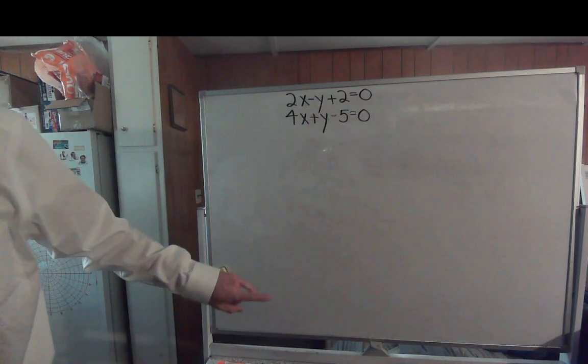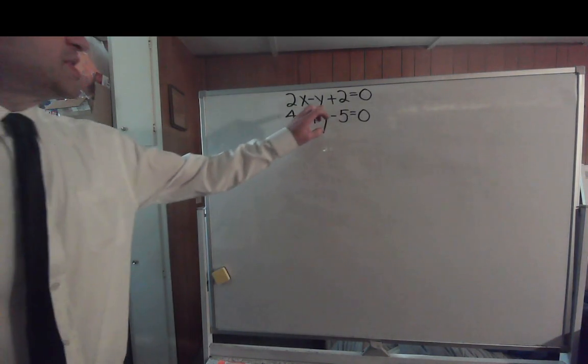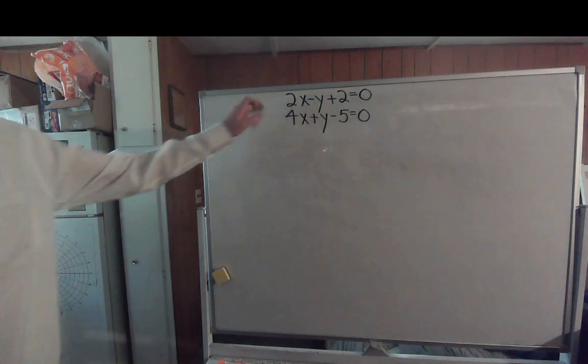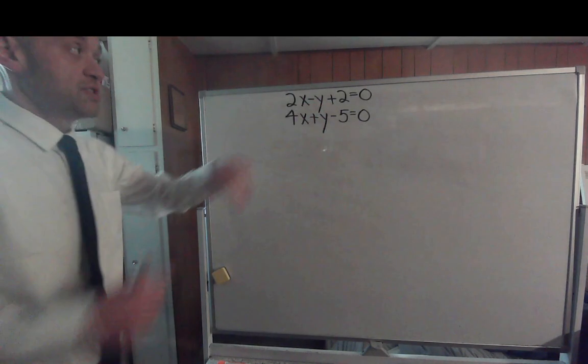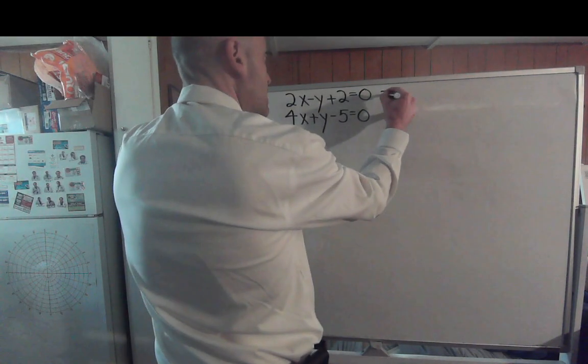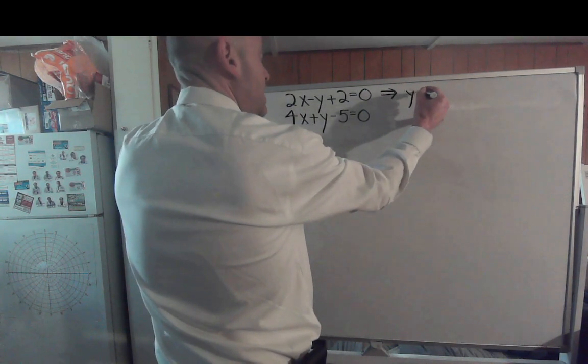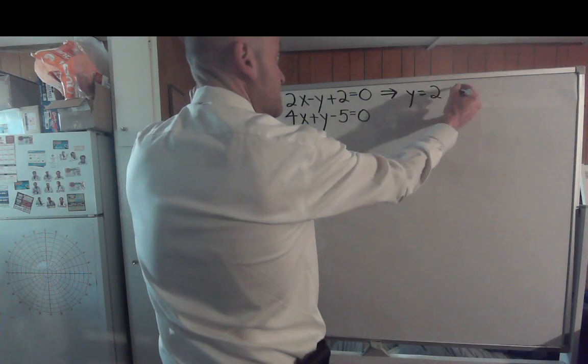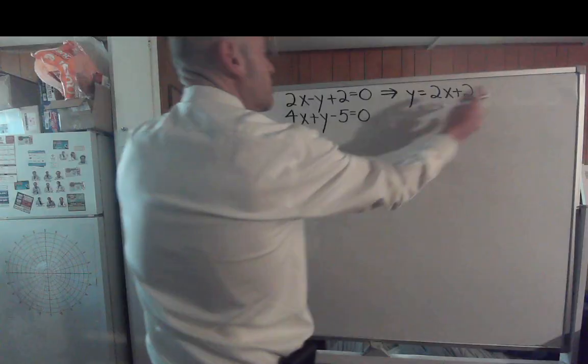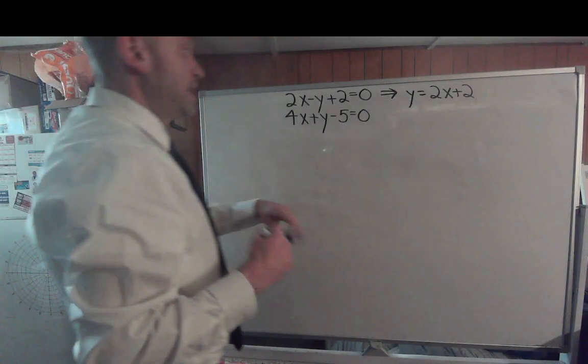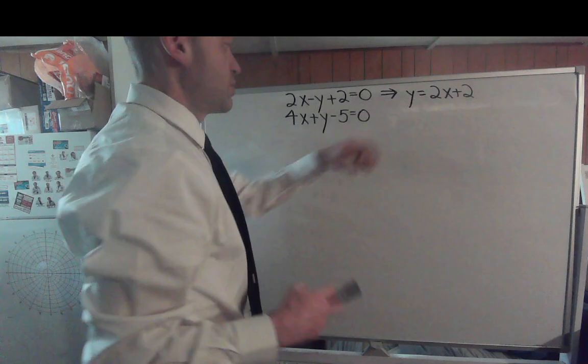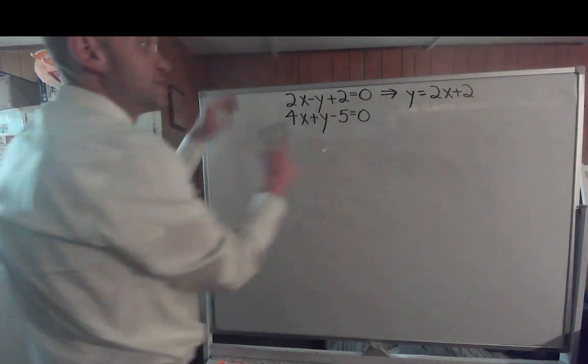So this here, if you look at the first equation, we can easily make a substitution for y. This would turn into y equals 2x plus 2. So we found a substitution for y. Since it's derived from the first equation, we will take this and stick it in the second equation.